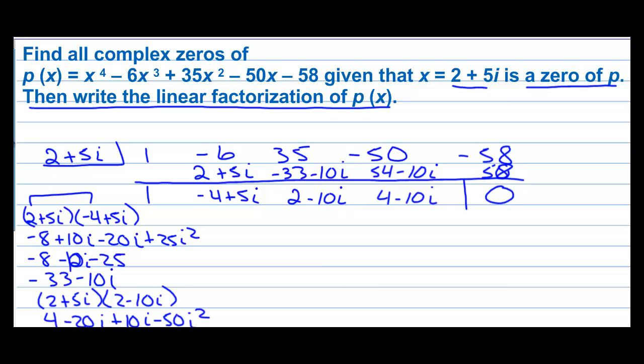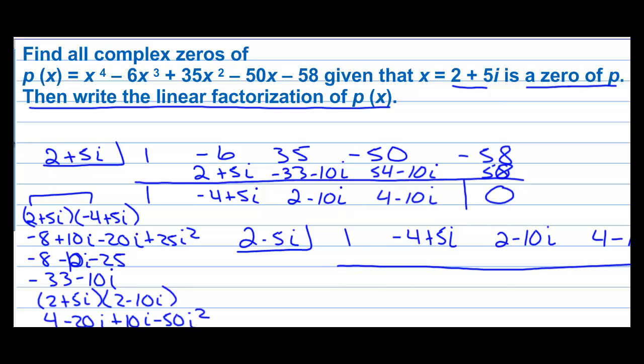Well, now if 2 plus 5i is a 0, then 2 minus 5i must also be a 0. They're called conjugates. And we're going to take what's left. We have 1, minus 4 plus 5i, 2 minus 10i, and 4 minus 10i. And we will use those now as the coefficients. We'll bring down the 1. 2 minus 5i times 1 is 2 minus 5i. Negative 4 plus 2 is negative 2. And the 5i's cancel out.